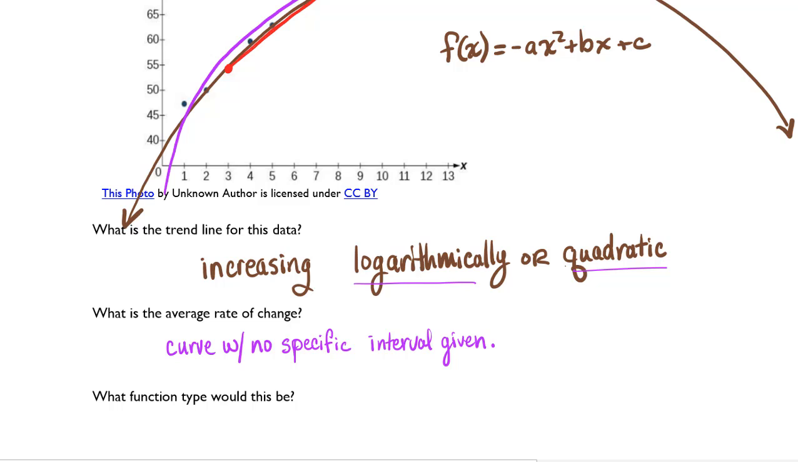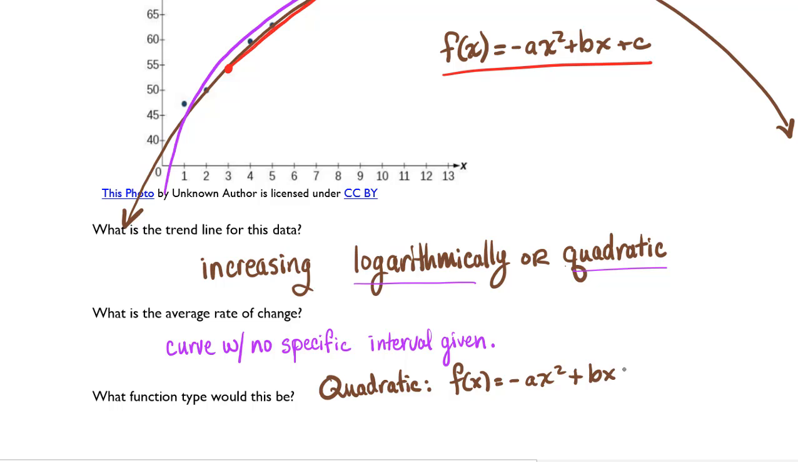What type of function would this be? Well, it would be this function right here. F of x equals, we're going to go with quadratic for now. So if it was quadratic, the function would be f of x equals negative ax squared plus bx plus c. And if it was logarithmic, it would be of the form f of x equals a plus b ln of x.